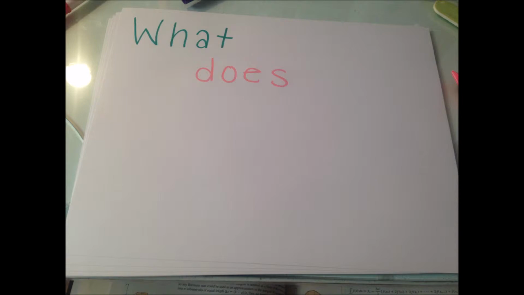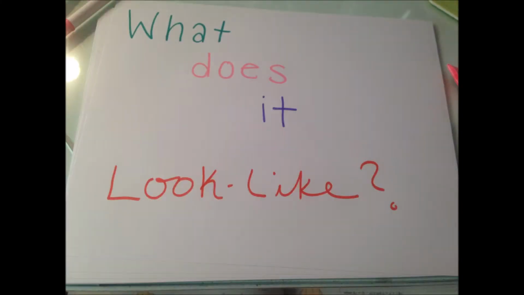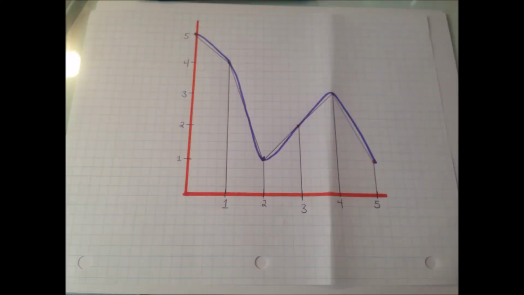Now here I am talking about trapezoids, and we still have no idea what we're doing. So, what does it look like? It looks like that. You have a graph, and then you connect 2 points, bring a line down, and there you go. You got a trapezoid.